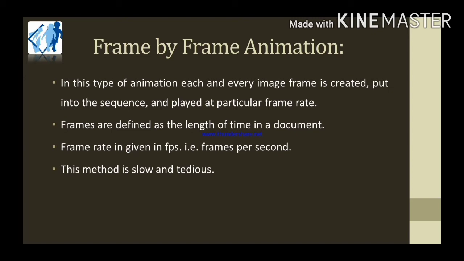Now, as we know, in a frame by frame animation, each and every single image frame is created, and it is played at particular frame rate. For example, if I have an animation of 5 seconds and my frame rate is 30 frames per second, that is my frame rate is 30 fps, then I have to create 30 into 5, that is 150 image frames I have to create to run the animation of 5 seconds.